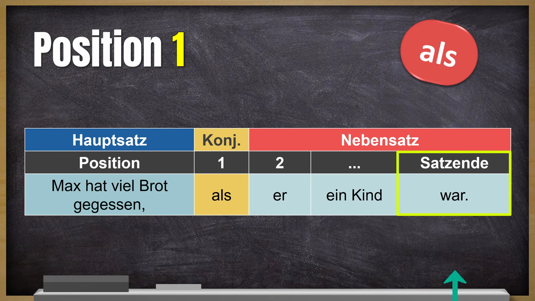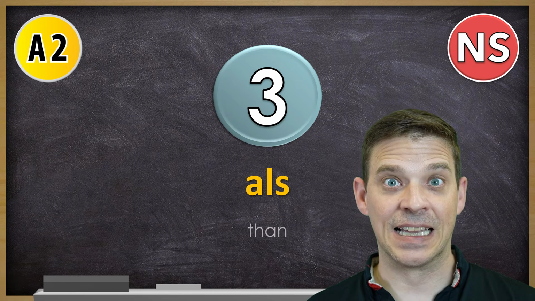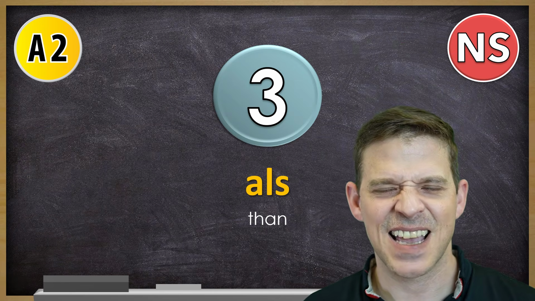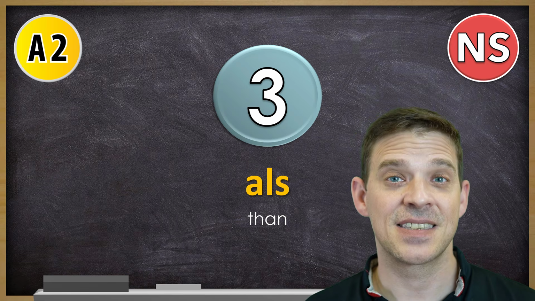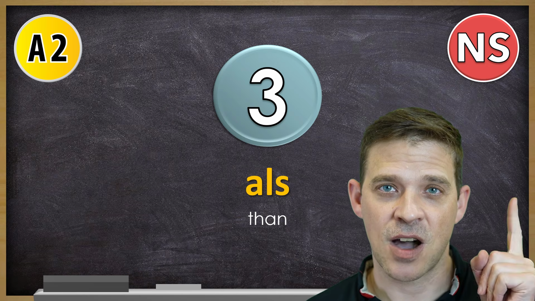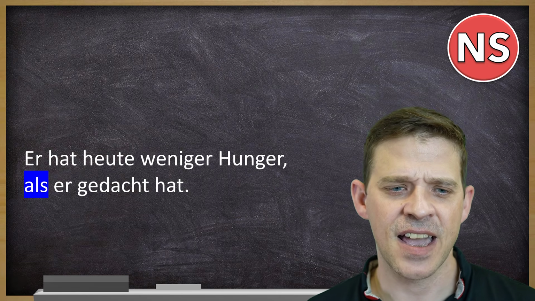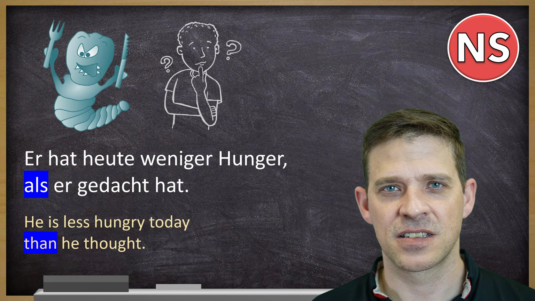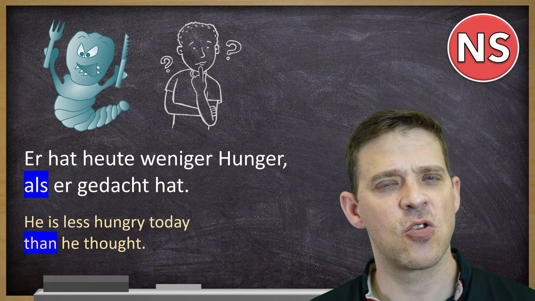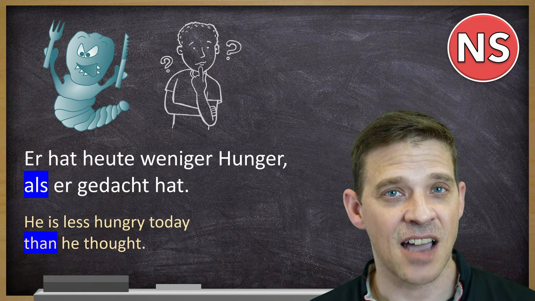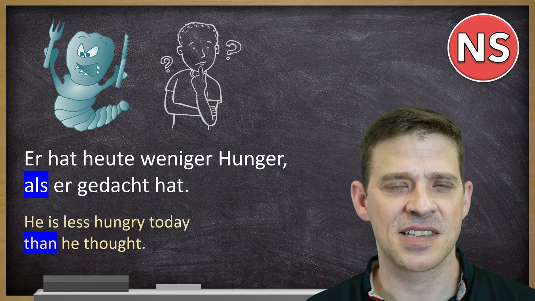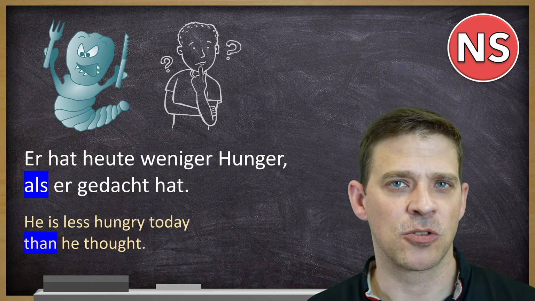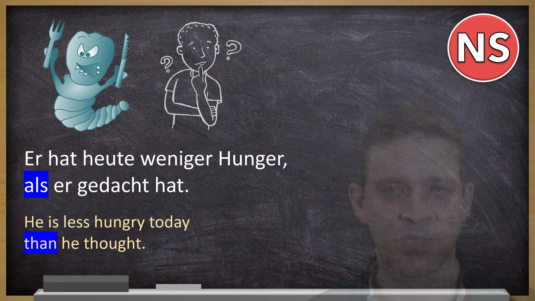war. Nummer 3, still Nummer 3, because als has also another meaning, that's this than. Und auch Nebensatz. Er hat heute weniger Hunger, als er gedacht hat. He's less hungry today than he thought, or than he actually thought.